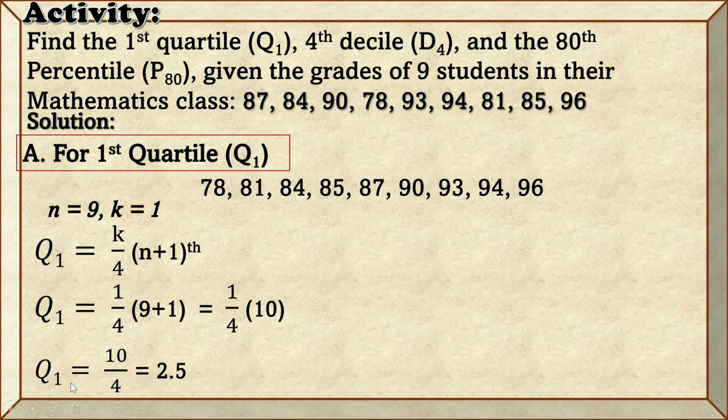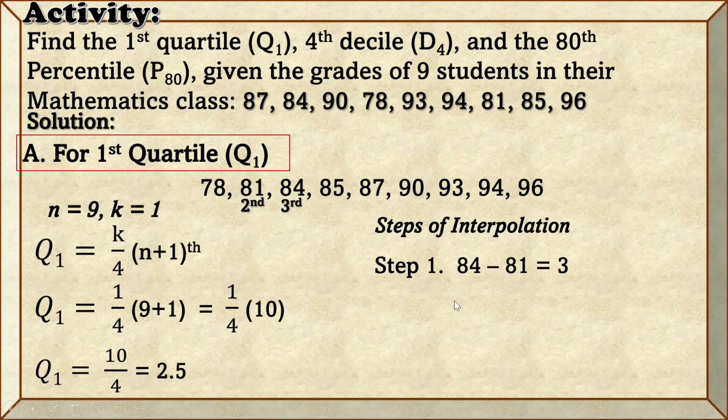The position of the first quartile is 2.5 score, which lies between the second and third score. So, ang second and third score natin dito is 81 and 84. Since the result is in decimal number, so interpolation is needed. So, ito yung steps of interpolation. Step 1, subtract the second data from the third data. Since ang third data natin is 84 minus the second data, which is 81, is equal to 3.